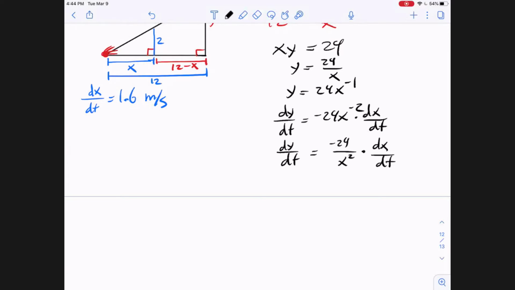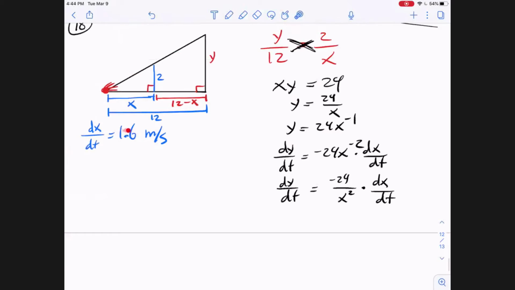So I'm given what dx over dt is, which is this guy right here. Well, what is x? Remember, the question says, how fast is the shadow changing when he's 4 meters from the wall? If he's 4 meters from the wall, meaning that red line segment is 4. So what should x be then?